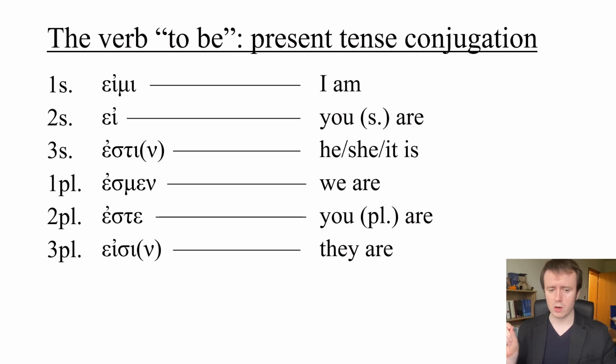With that said, please do note down the conjugation of εἰμί, that is the verb to be, in the present indicative. Please pause the video and note it down.